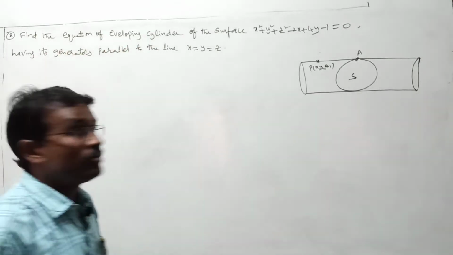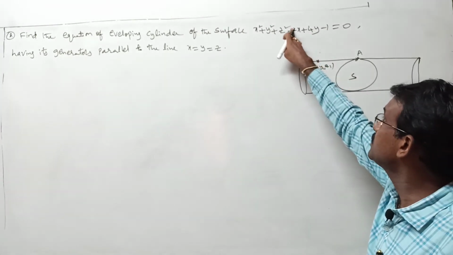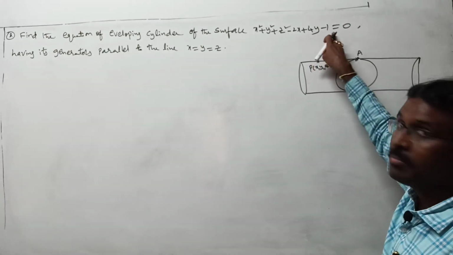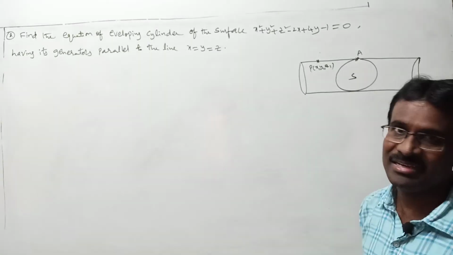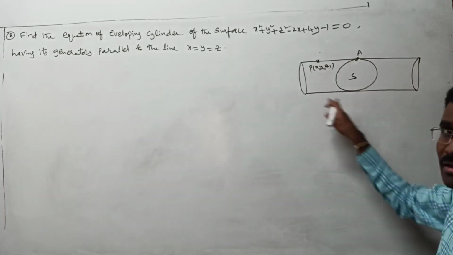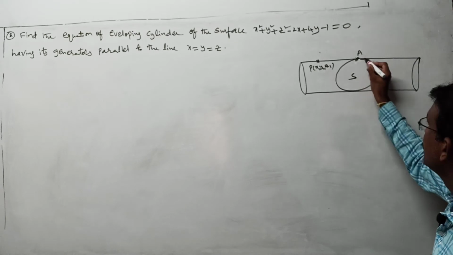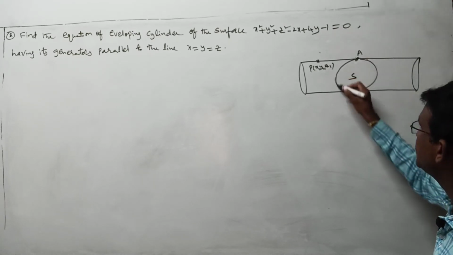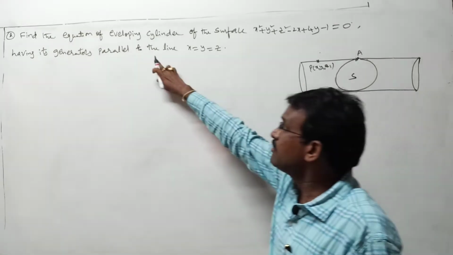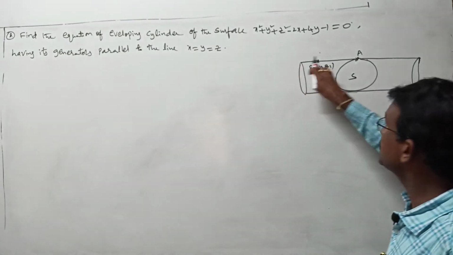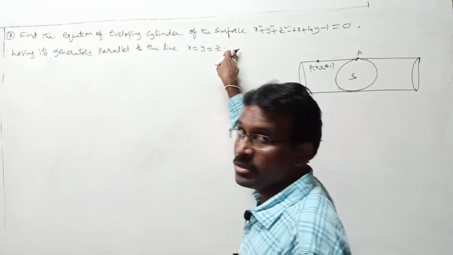Find the equation of the enveloping cylinder of this surface, x square plus y square plus z square minus 2x plus 4y minus 1 equal to 0, having its generators parallel to this line. Same diagram, no change at all. This equation only we need, right? In the question they have given this surface, a sphere. And one more condition they have given: the generators of this cylinder are parallel to this line.